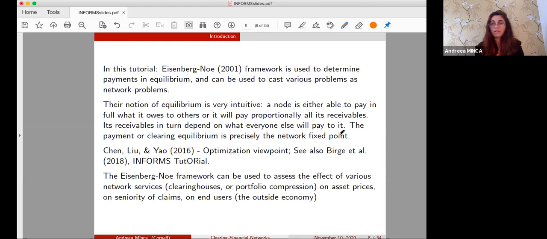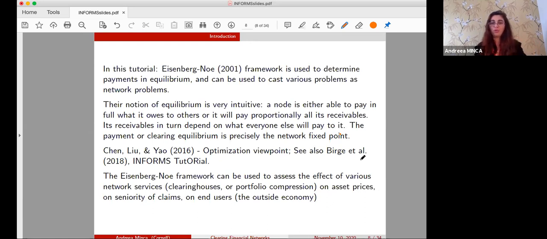this has been very successful, in particular in the operations research community, because there's an optimization viewpoint. So computing the fixed point, it turns out that can be done via linear programming. And I also recommend reviewing one of the 2018 INFORMS tutorials by Birge and co-authors.